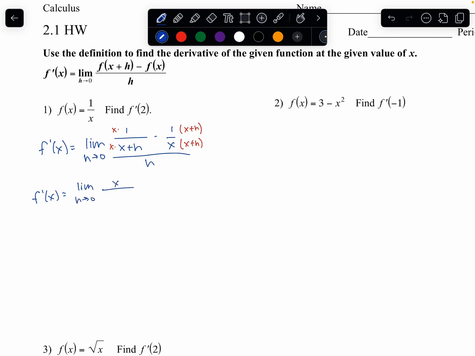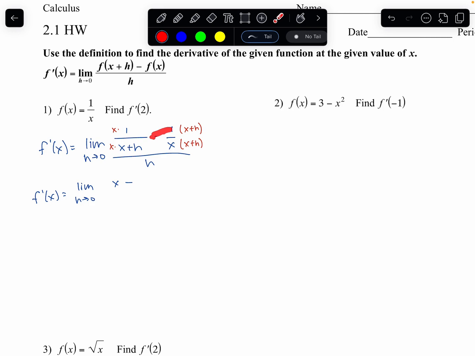x. I'm not going to write the denominator just yet. I'm going to do x minus, because now that I get a common denominator here, this becomes x, and then I can subtract the numerator, so x minus, and then this is going to become x plus h, but the negative also has to distribute.